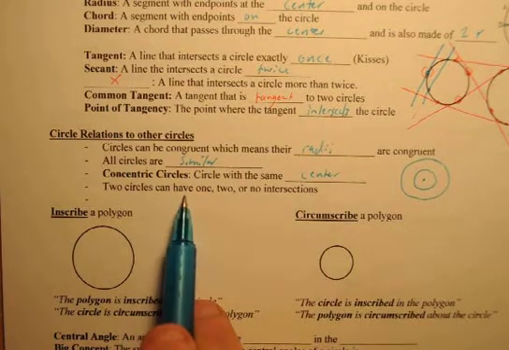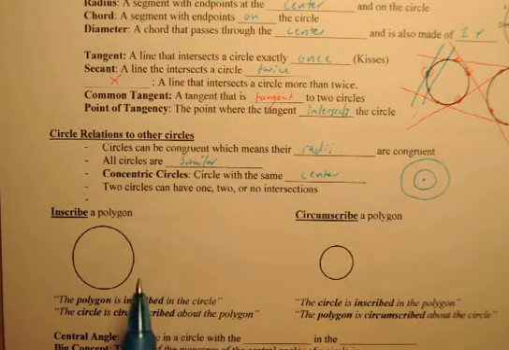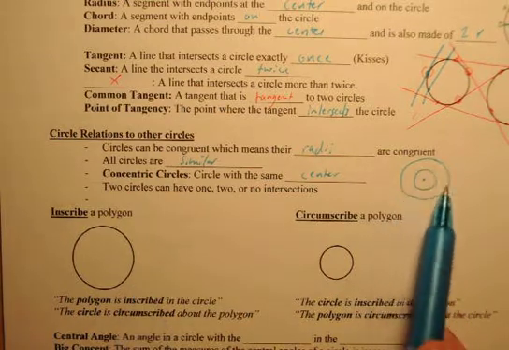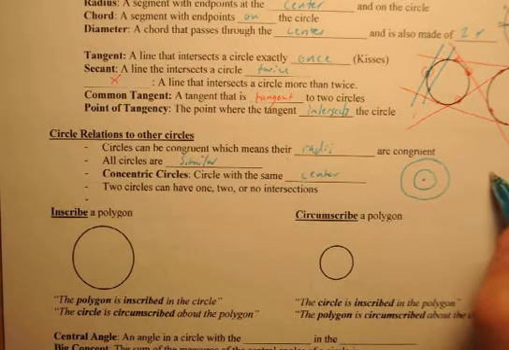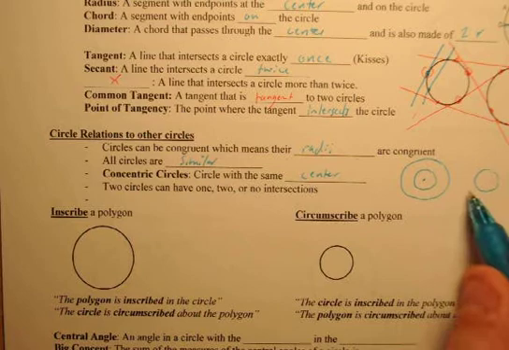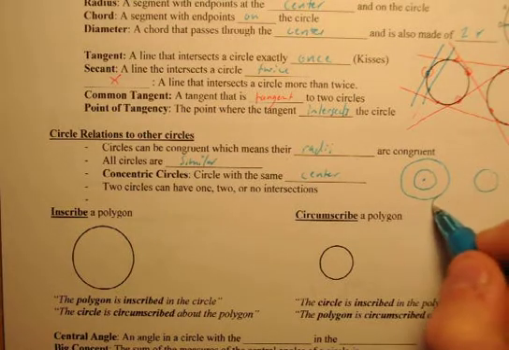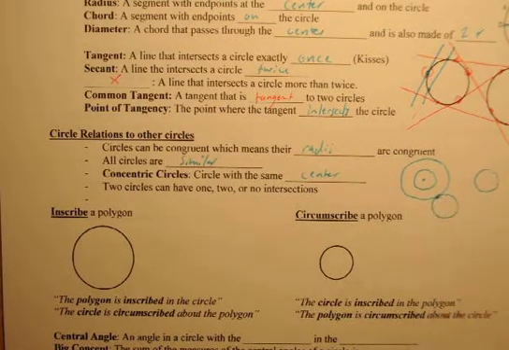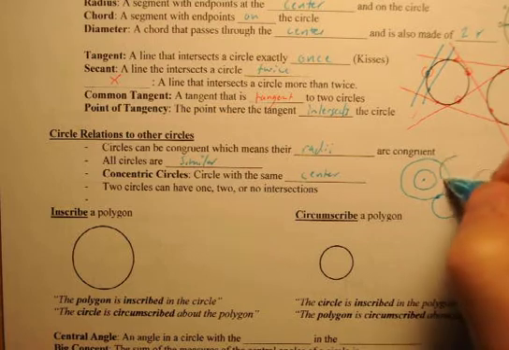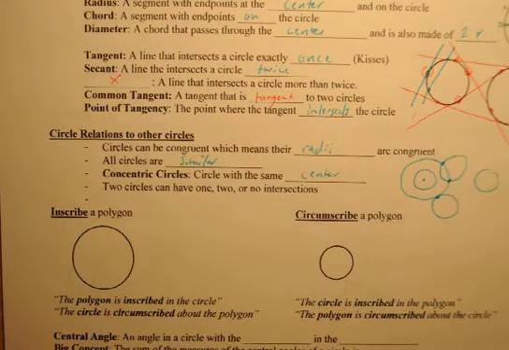Circles can have 1, 2, or no intersections. So like these 2 circles have no intersections. These 2 circles have no intersections. You can intersect once. You can intersect twice. Alright, so there's your options for that.